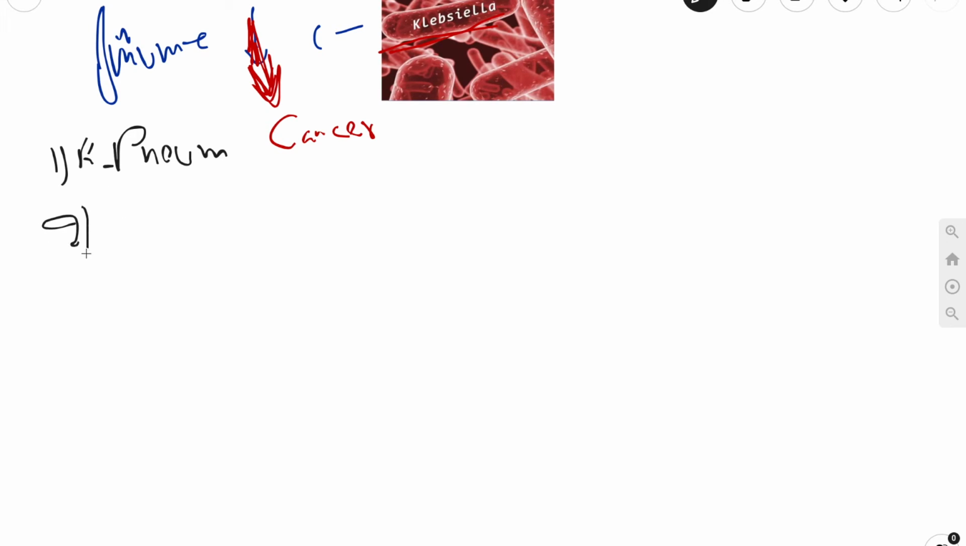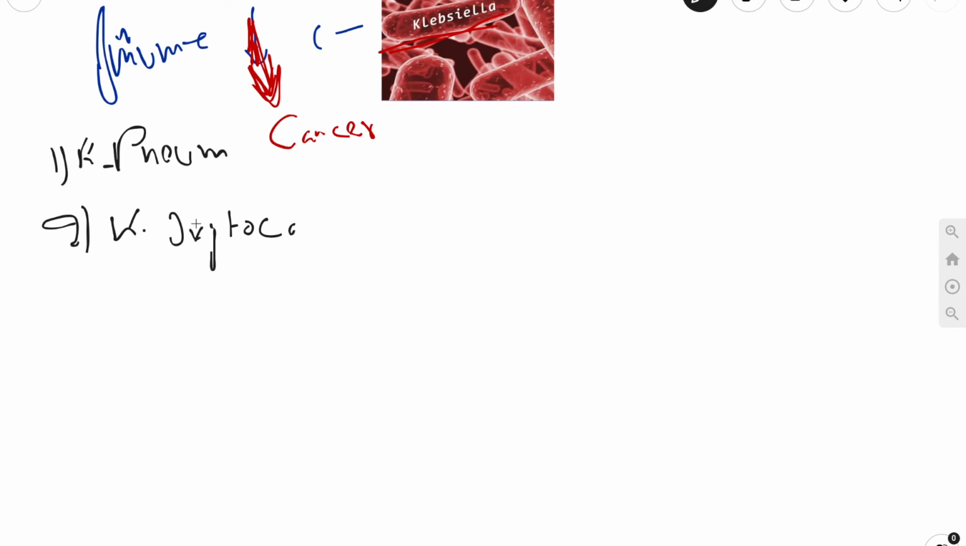The second one after Klebsiella pneumoniae is Klebsiella oxytoca. We write it down like this, oxytoca. Infections are more common in very young people and very old people, and in those who have underlying diseases such as cancer or low immunity, whatever is causing your immunity to go down. You are going to get infected by these Klebsiella bacteria, especially Klebsiella pneumoniae.